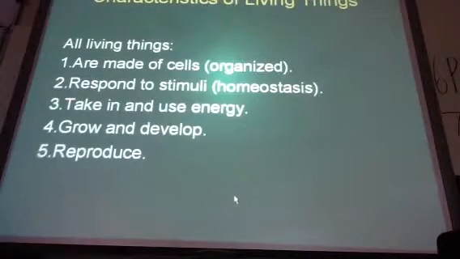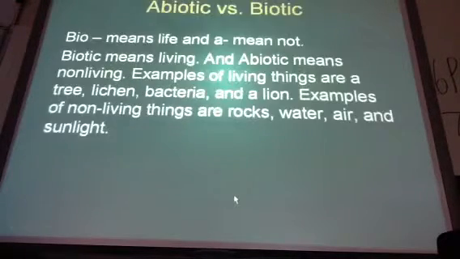The characteristics of living things are: living things are made of cells, they're organized, they respond to stimuli, homeostasis, take in and use energy, grow and develop, and reproduce. Some other terms that are important for you to understand are abiotic versus biotic. Bio means life and a means not. Biotic means living things, abiotic means non-living things.